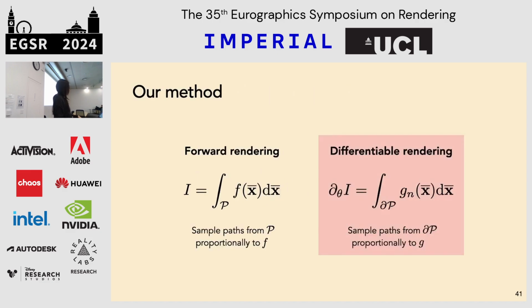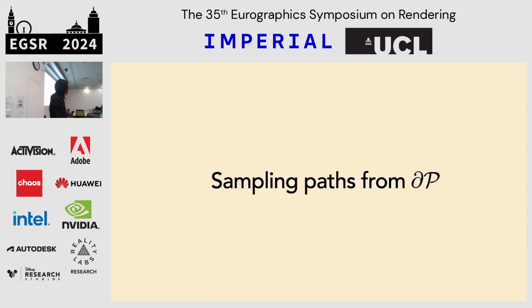So our new formulation is useful because we can now importance sample paths from the differential path space proportional to the path's differential contribution as opposed to its standard contribution from forward rendering. And this is the main idea behind our method. So how do we importance sample paths from the differential path space?